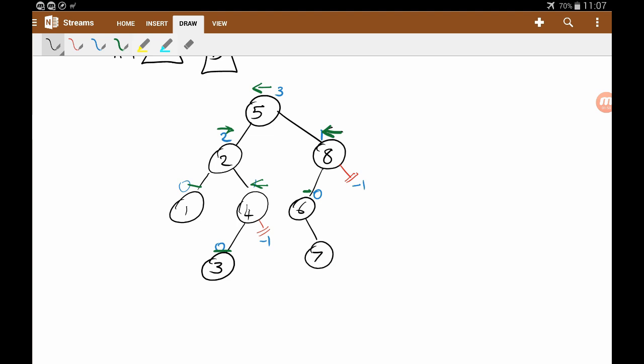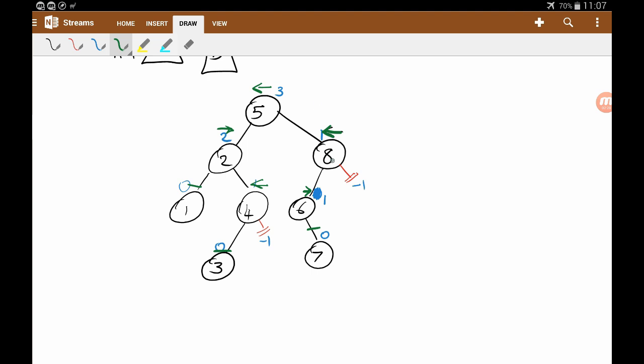So we insert it over there. We then say we've potentially broken everything all the way up to the root. So let's have a look at the balance conditions of all of them. The height of 7 is going to be 0, and it's balanced. The height of 6 is now going to become 1, and it's going to be right heavy. But the difference between 6's left child and right child is only 1, so we're okay.